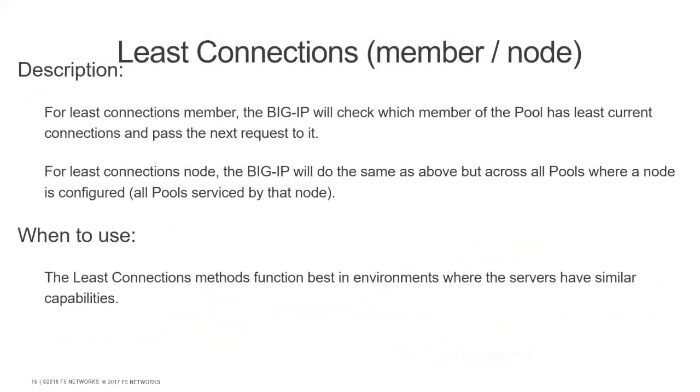With least connections, the BIG-IP will check which member of the pool has the least current connections and pass the next request to it. For least connections node, the BIG-IP will do the same as above, but across all pools where a node is configured. So it's pretty much the same concept as the ratio node. We will look across all the pools where a particular node is, and we're going to send to the one that has the least connections. This one works well in environments where servers have similar capacity.